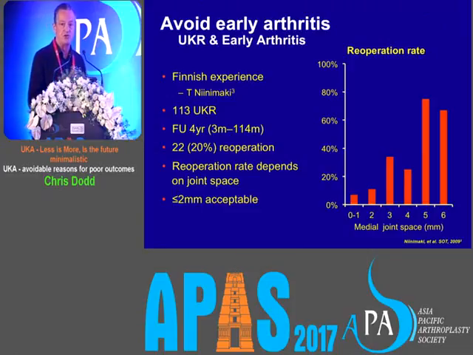Now, you must not do unis in early arthritis. Many surgeons think they'll do a uni just in case. They'll do it as a pre-total knee. If you do that, you will get really bad results. And this is a remarkable study from Finland showing that they had a terrible failure rate with unis, 20% reoperation rate. And a very bright young student wanted to know why this was the case.